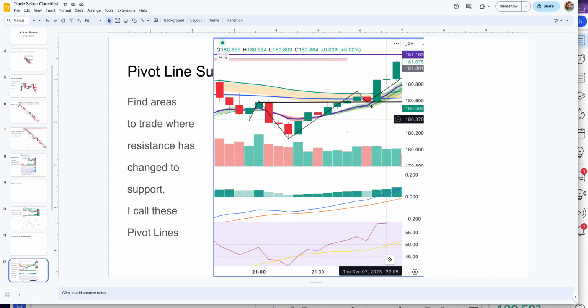So if you've got pivot line support, your chances of the trade going in your direction are just a whole lot better. So look for pivot line support: look for swing highs at the level you're trading at if you're going long, and look for swing lows at the level you're trading if you want to go short.